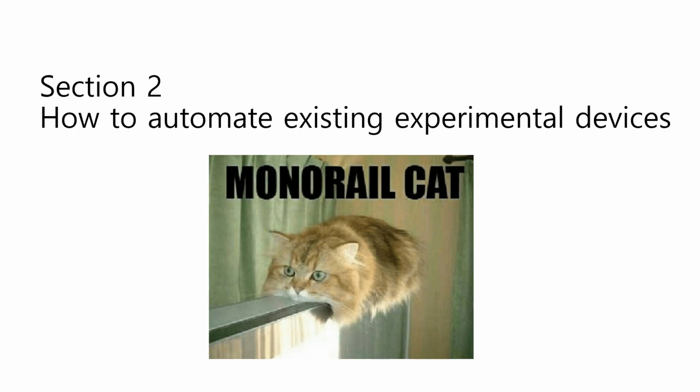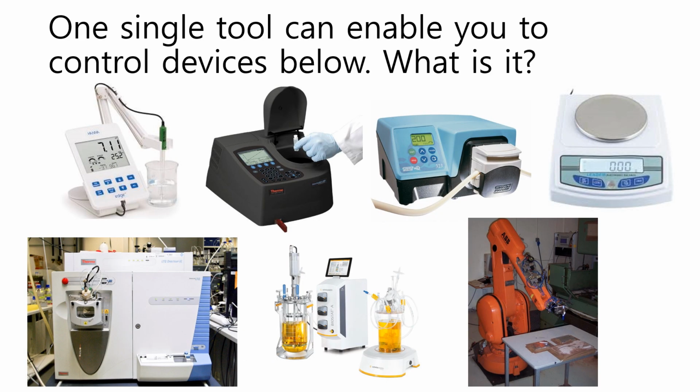The next section is about how to automate existing experimental devices you already have. If you learn one technical skill, you can automatically control all of the devices shown here, like robots, spectrophotometer, pH meter, liquid pump, electrical scale, a bioreactor, and mass spectrometer, and also multiple other devices. This can greatly help automating parts of your experiment. So what is the skill?